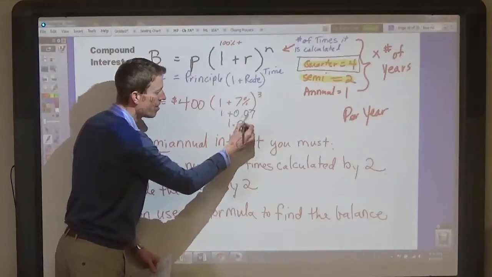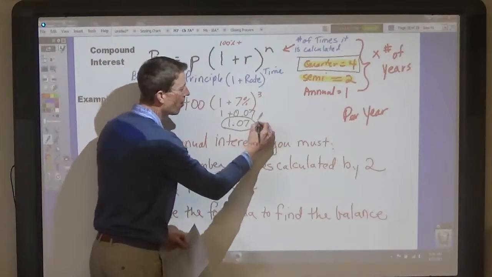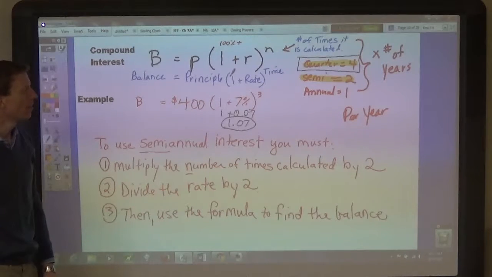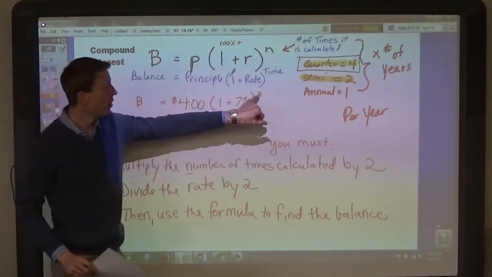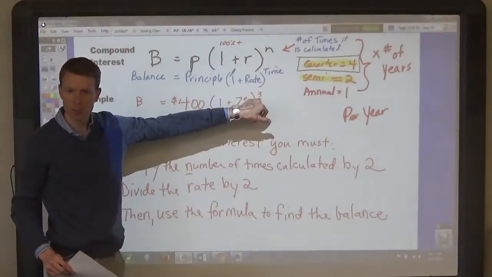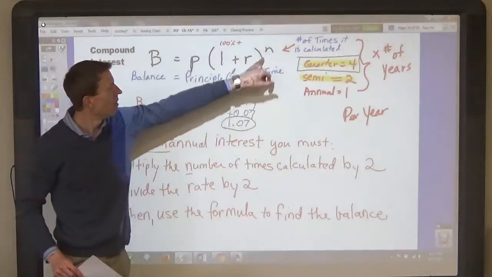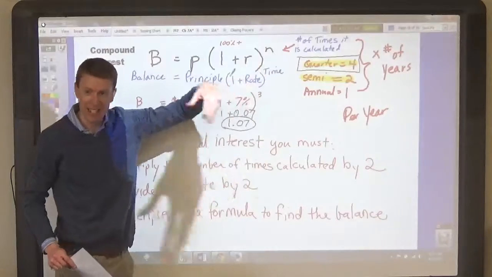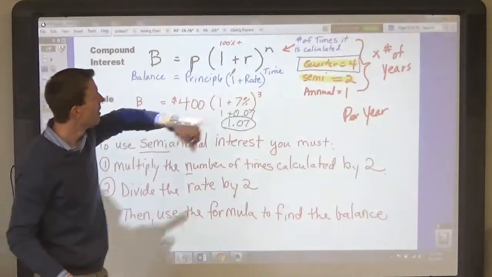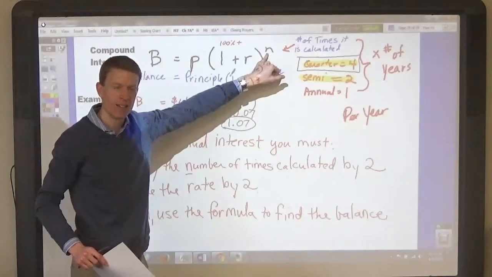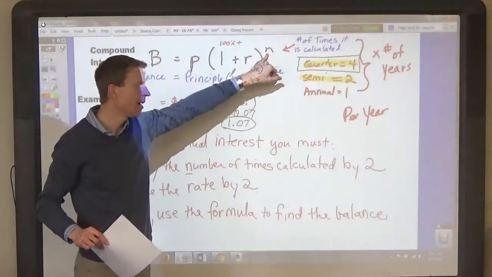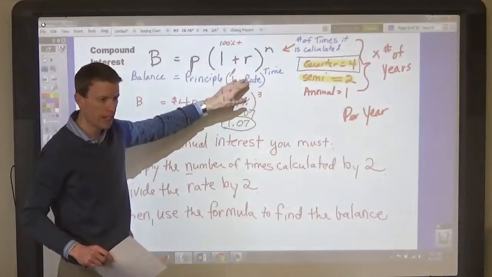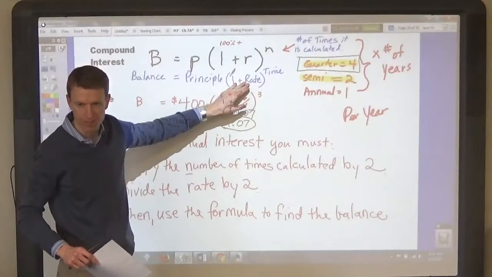1.07. Good, 1.07. That's going to be our rate amount that we're going to use. Now, to get this number, this is time, and this is going to be an exponent. It's represented by the letter n. And it's not the letter t like in the other formula, because n doesn't refer to the time, but it's going to refer to something kind of like time.